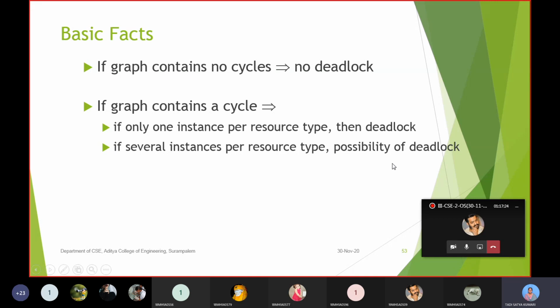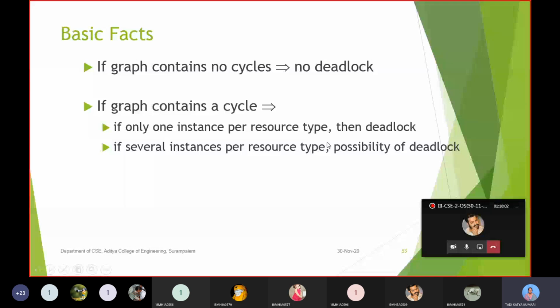We cannot give a 100% confirmation that deadlock will occur, because if more than one instance is available, and all the instances are already allocated, if any of the processes releases any one instance, then the deadlock will be resolved. So that's why, even though there is a cycle in a graph, if there are multiple instances of the resource available, there may be a chance of occurrence of deadlock, but we cannot 100% conclude that there is a deadlock situation. But if only one instance of the resource is available, then we can surely say that there is a chance of occurrence of deadlock.